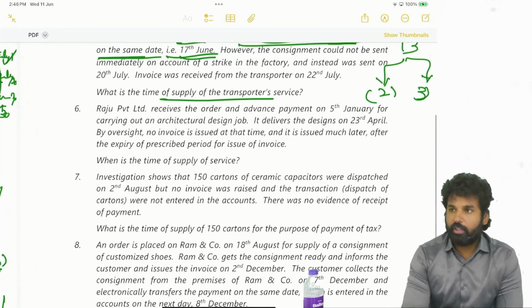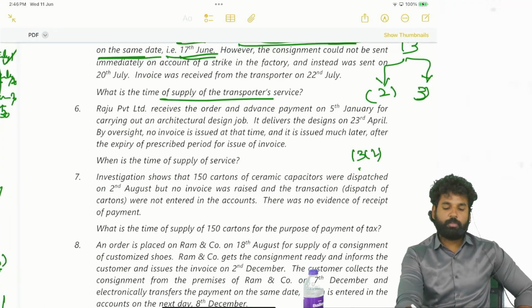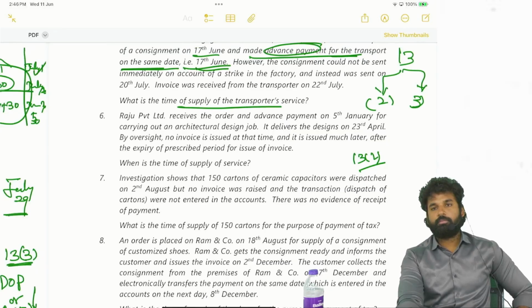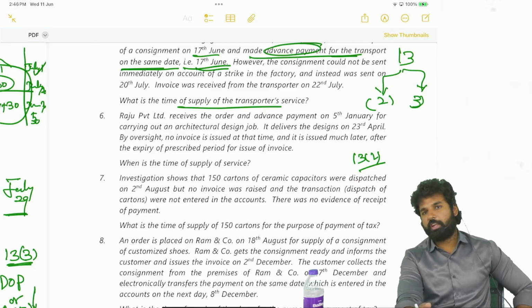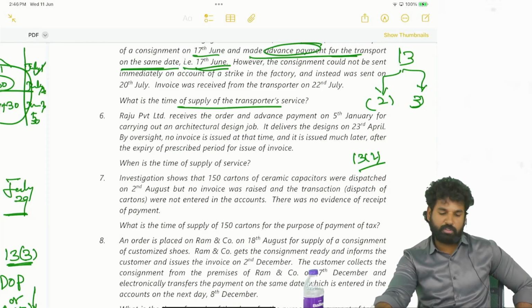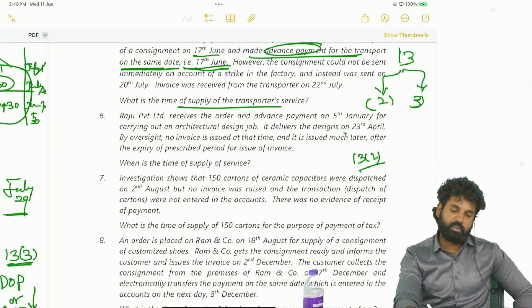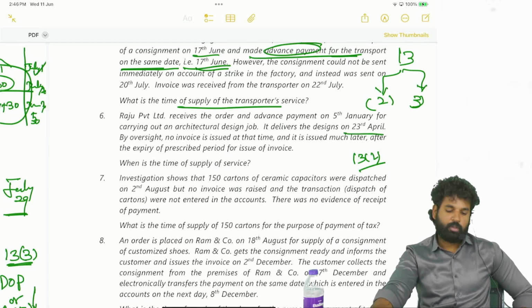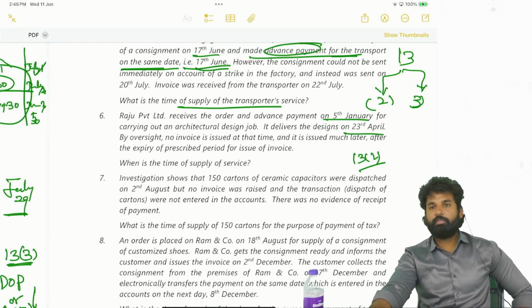Forward charge. Then 13(2). What is the provision? Invoice issued within the time. Invoice not issued within the time. They are only telling that. Then date of provision of service or date of payment, whichever is earlier. So date of provision of services, delivers the design on 23rd April. Okay. Advance payment 5th Jan. Whichever is earlier, 5th Jan.